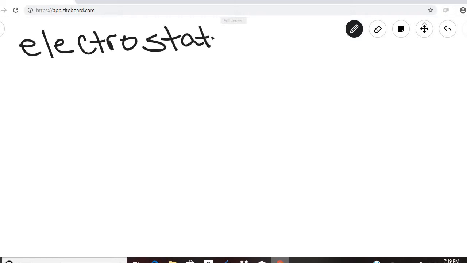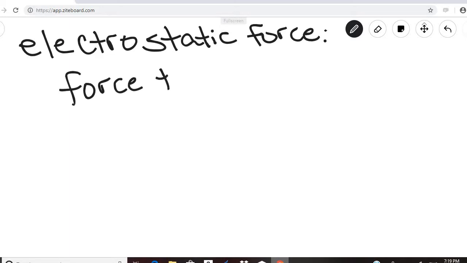Before we go any farther, since the title of this chapter is Coulomb's law, let's define a term, which is electrostatic force. When something is static, it's not moving. So an electrostatic force is the force that exists between two charges at rest.